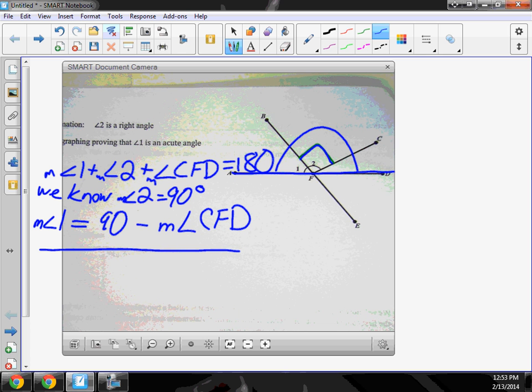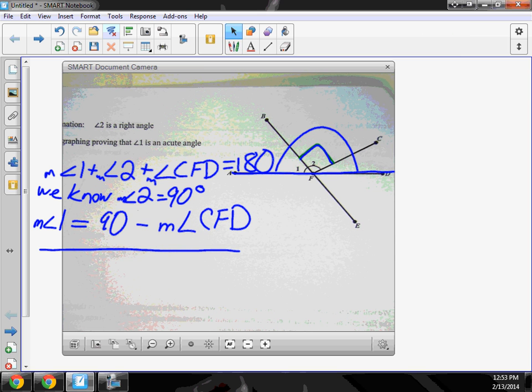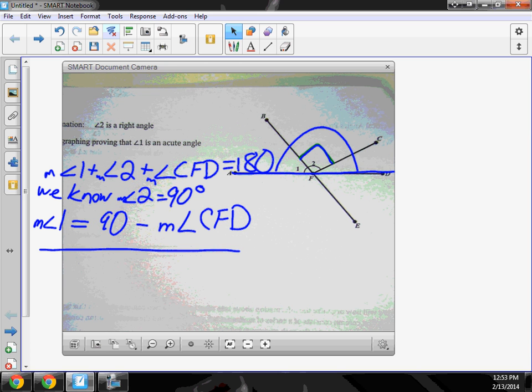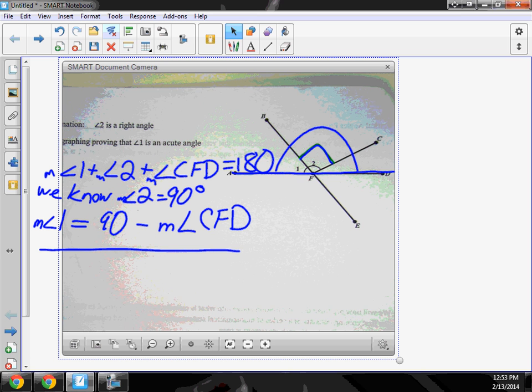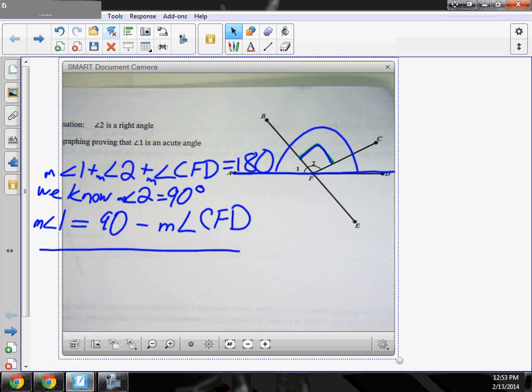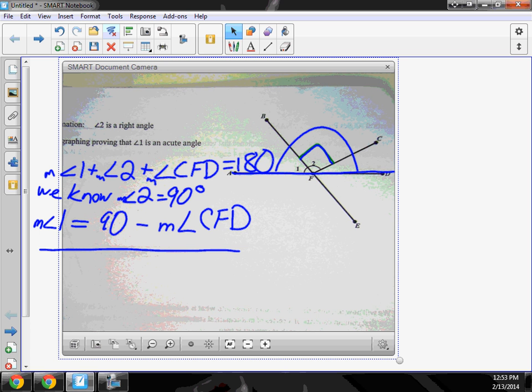That works. Another way that you could do this without using any degrees. You could say that these three angles are a linear triplet, therefore they're supplementary. This is 90 degrees, which means that 1 and CFD are complementary. And complementary angles are always acute, by definition, right? If you have complementary angles, they both have to be acute.